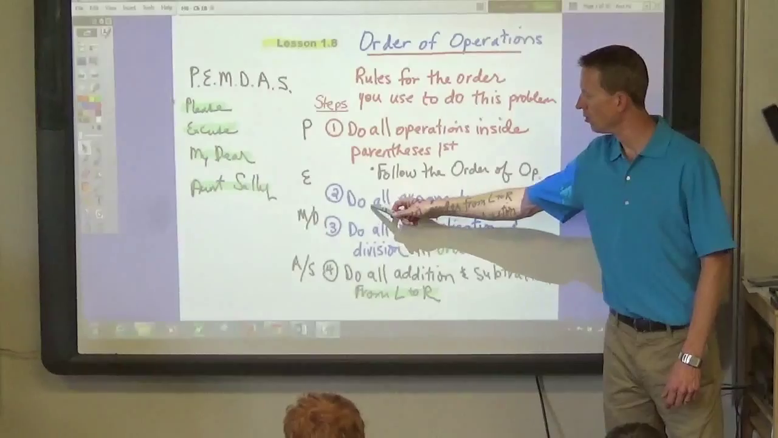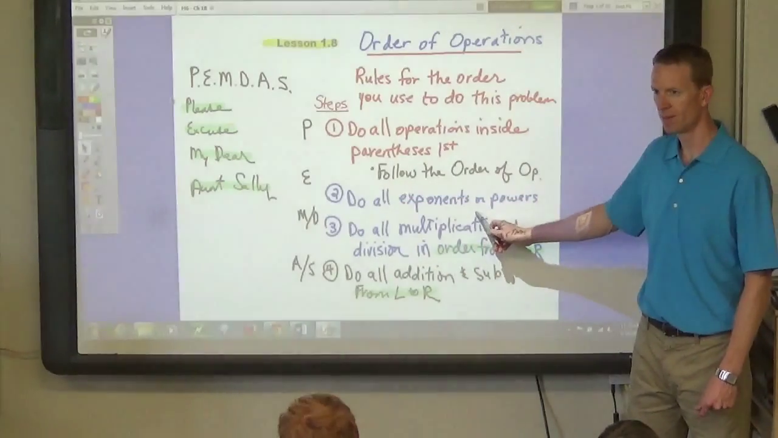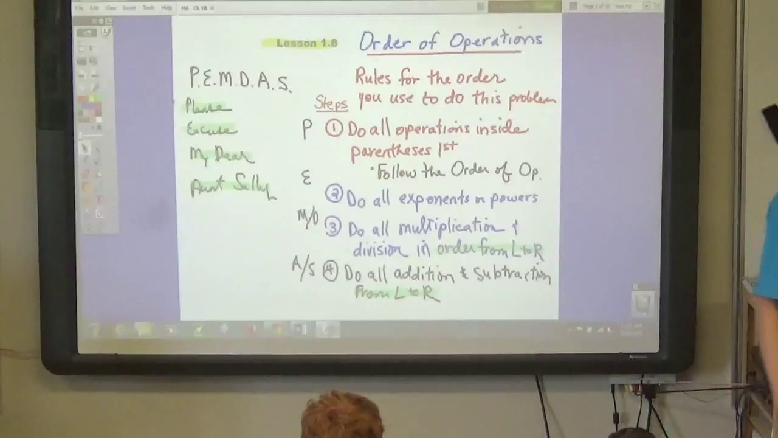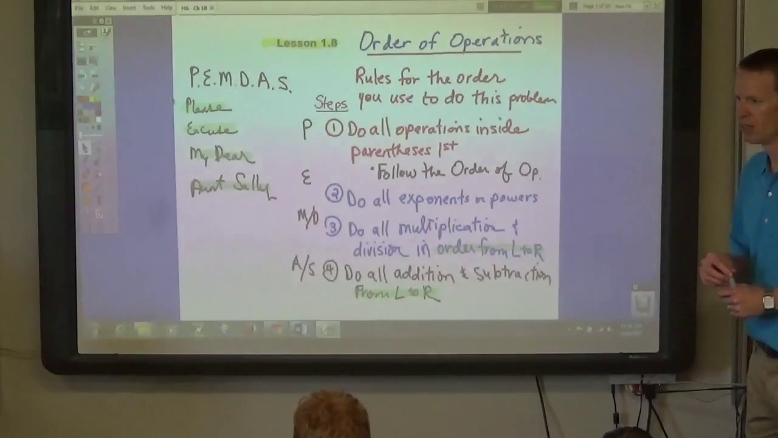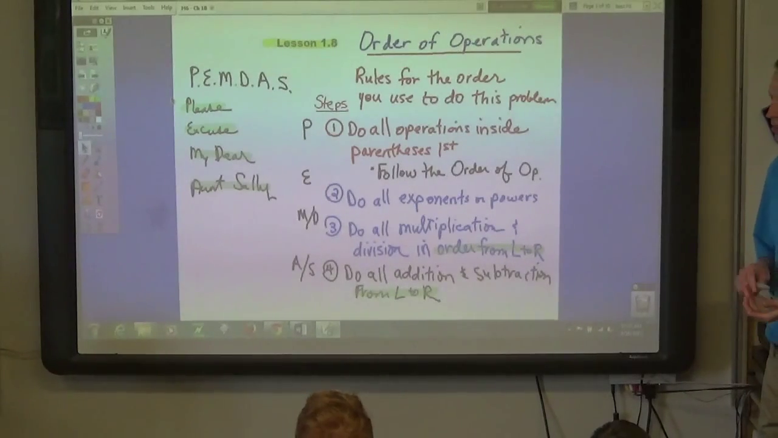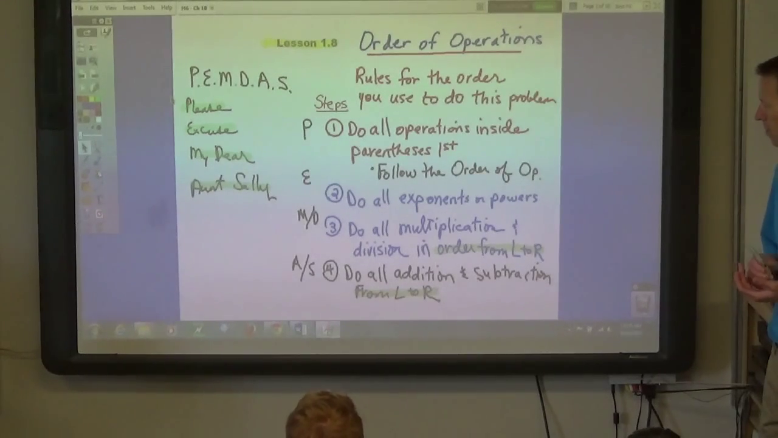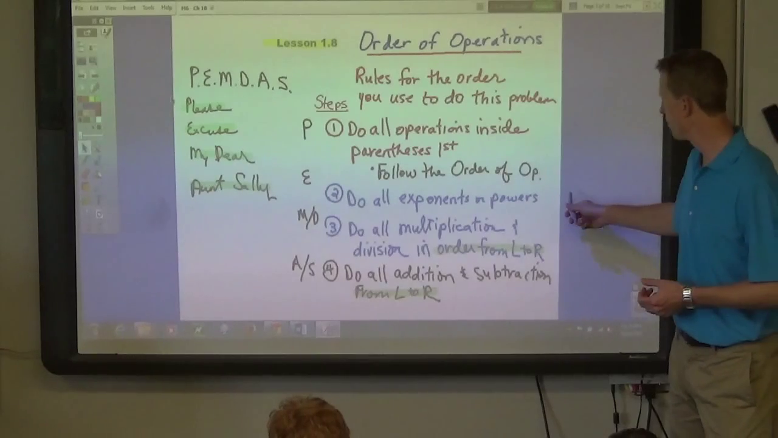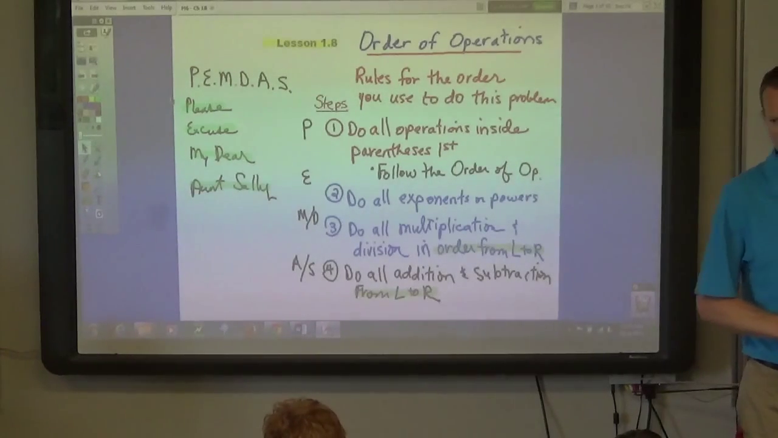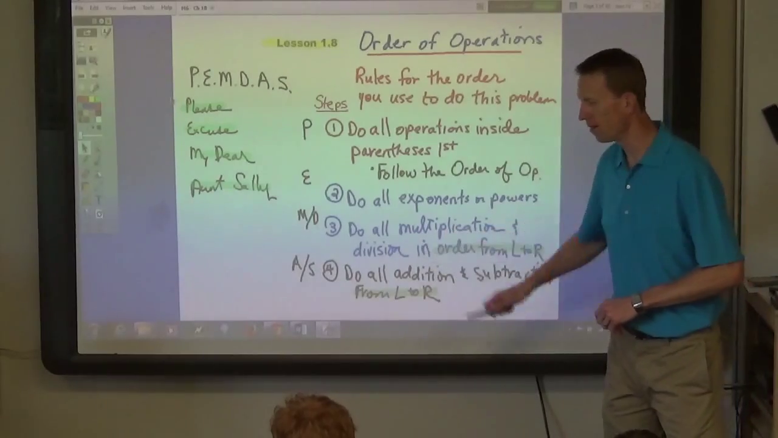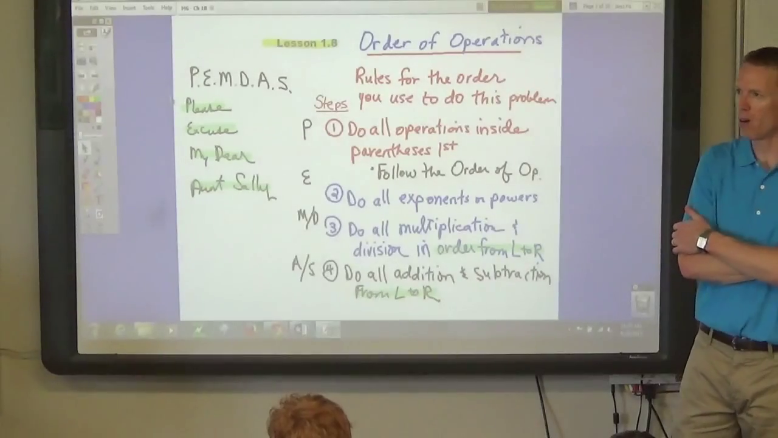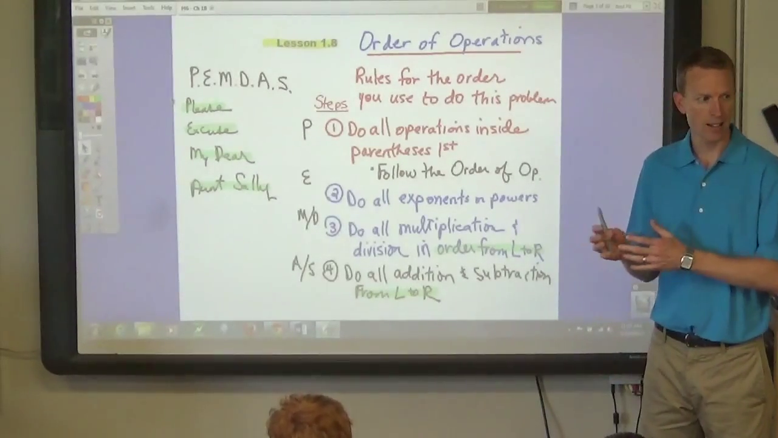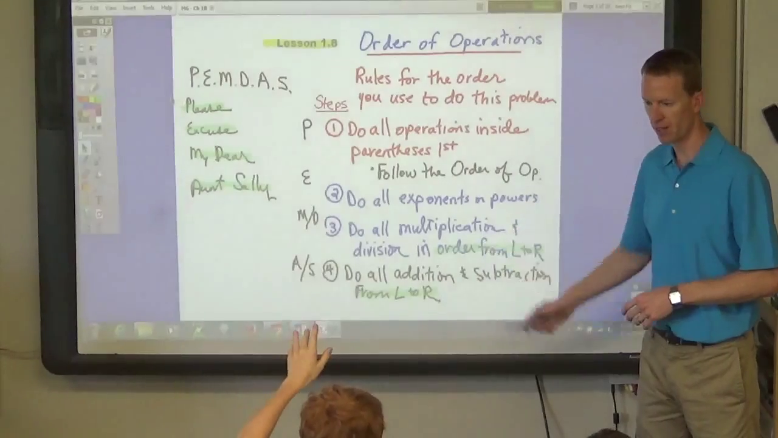Step 2, do all exponents or powers of numbers. That's step 2 in the order of operations. Simplify powers. So if there is a 5 squared, you do 5 squared before you go on to step 3. If there's a number to the 3rd power, you would need to find that answer before you go on to step 3.